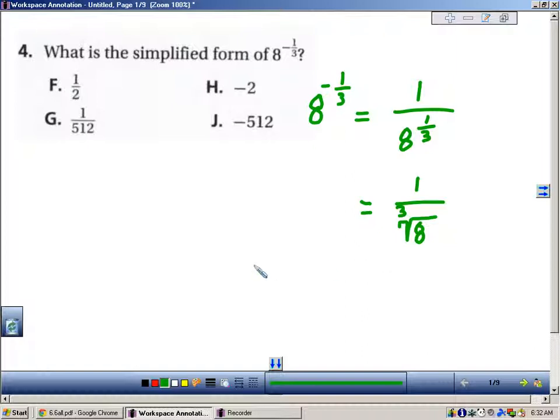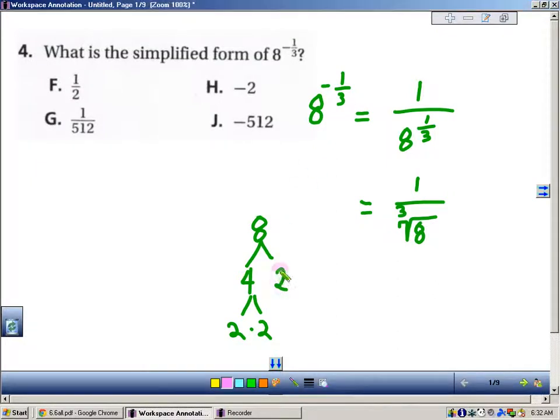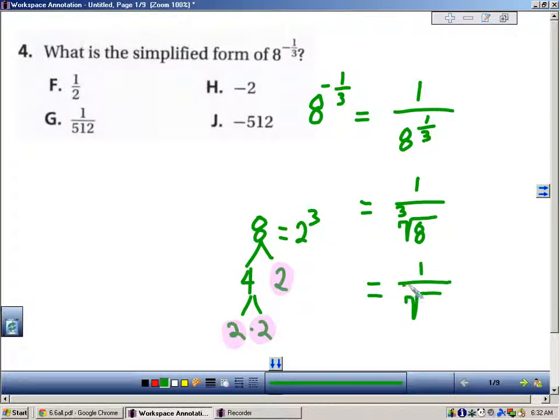And of course, 8 is 4 times 2, and 2 times 2. So looking at our factor tree, 8 could be represented as 2 to the 3rd power, right? And if I were to go one step further, you would see that the 3rd root and the 3rd power are inverses of each other, which gives us an answer of 1/2.